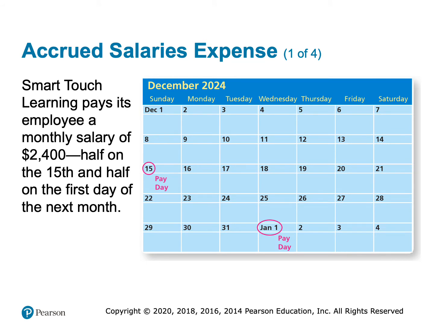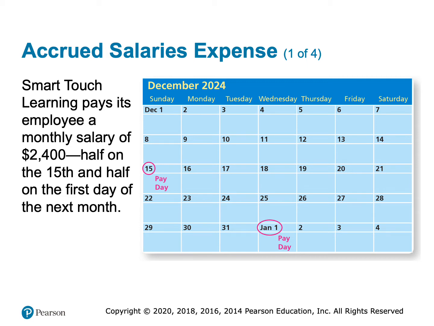A common one is for salaries. Typically we don't record how much we owe our employees every day that they work. We wait to the end of the pay period and then we record all of the salaries that we owe at once. But what happens when the end of the year falls in the middle of the pay period? Here at Smart Touch Learning, we pay our employees on the 15th and the 1st.